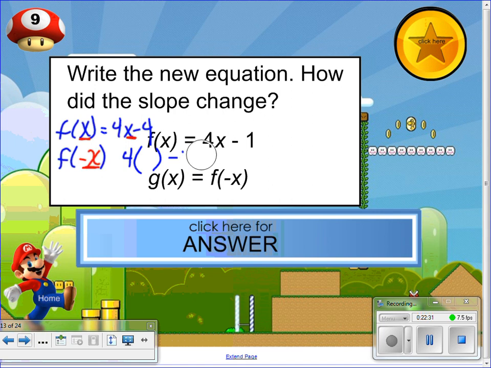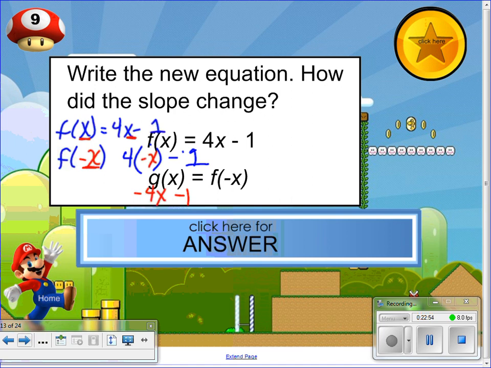Let me change that, that should be a 1. My bad, guys. So we have 4 times negative x minus 1. So 4 times negative x is negative 4x minus 1. So the y-intercept doesn't change on this particular one, which is true for reflections across the y-axis.